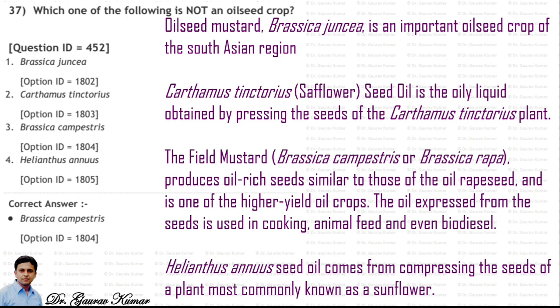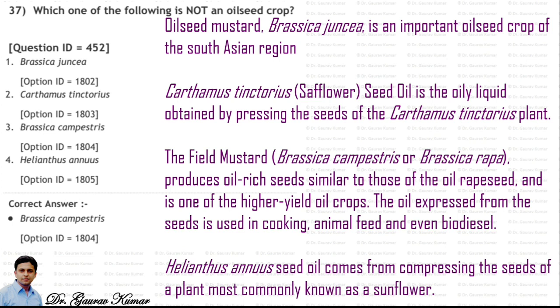The oil seed mustard, the Brassica juncea, is an important oil seed crop of the South Asian region. Carthamus tinctorius, safflower. The seed oil is the oily liquid obtained by pressing the seed of the Carthamus tinctorius plant. The field mustard, that is Brassica campestris or Brassica rapa, produces oil-rich seed similar to those of the rapeseed and is one of the higher yield oil crops. The oil expressed from the seeds is used in cooking, animal feed, and even used for biodiesel.